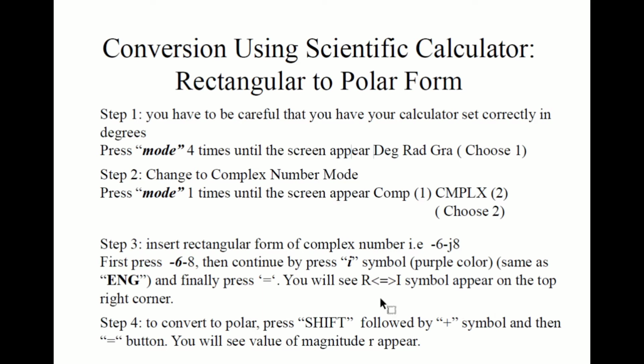For rectangular form, the j is represented as the i symbol on the scientific calculator. To convert from rectangular to polar, you can use shift followed by the plus symbol. Basically, there's a symbol on your scientific calculator. You had better explore it yourself, how to convert rectangular to polar and polar to rectangular, and make sure you are familiarized with this method.